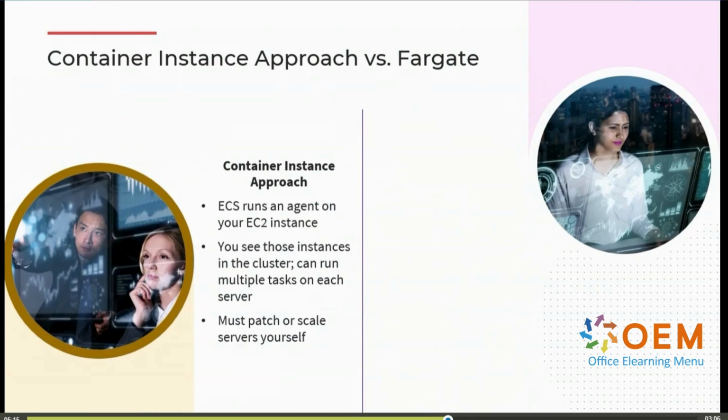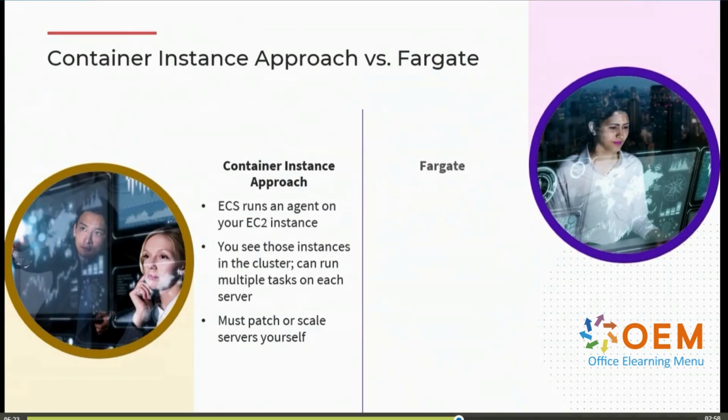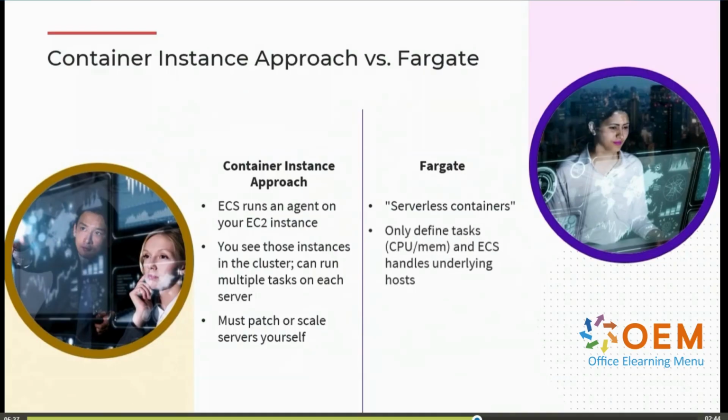And the responsibility for patching the operating system, updating Docker, managing security patches, and scaling the EC2 instances falls on you. Meanwhile, Fargate abstracts away the underlying infrastructure completely. You provide your task definitions, and Fargate handles the server provisioning, scaling, and management for you. With Fargate, your focus is entirely on defining the resource requirements like CPU and memory for your individual tasks. And AWS automatically provisions the exact amount of compute capacity needed for your tasks to run efficiently without you ever having to interact with or manage a server.